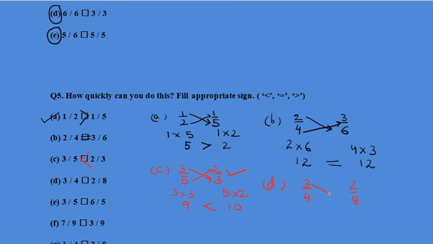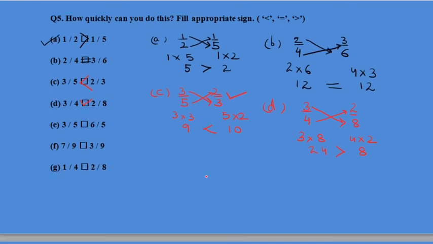Cross multiply, 3 into 8, 3 8s are 24 and 4 into 2, 8, 24 and 8. Which one is greater, 24 is greater. So 24 is under which fraction, 3/4. So 3/4 is greater, 3/4 is greater, right? So students, this is question number 5 and question number 6 we'll do in the next video.